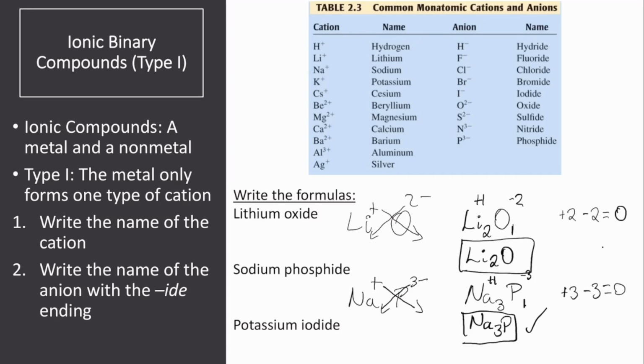Okay, and the last one is potassium iodide. Potassium is a plus charge, and iodide is negative charge, -1. So we cross these, and it's a 1-1, so KI. And checking for the charges, it's a positive and a negative, and this is a 1-1. So we get +1 -1 equals 0. So this is KI, potassium iodide.